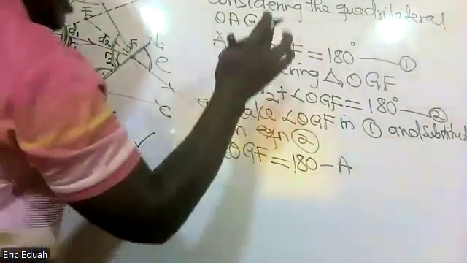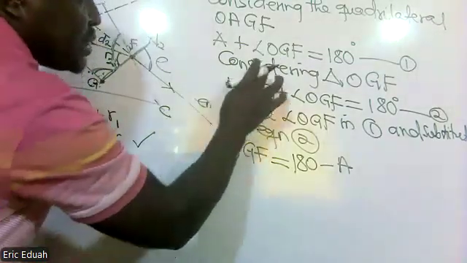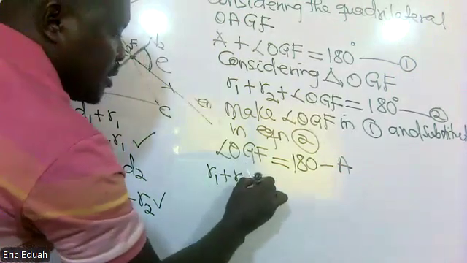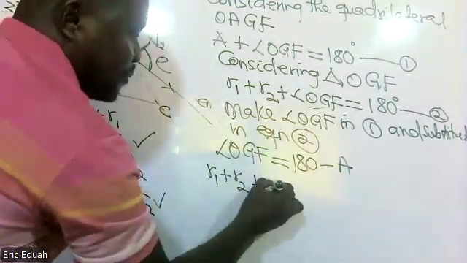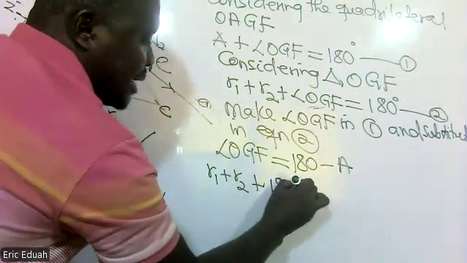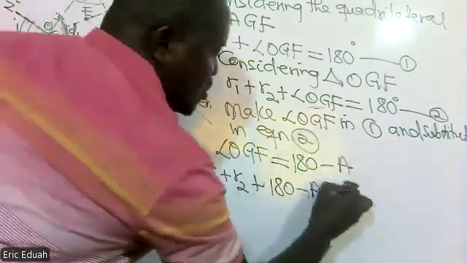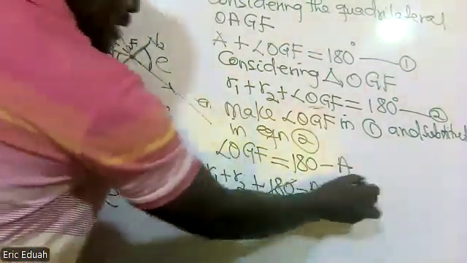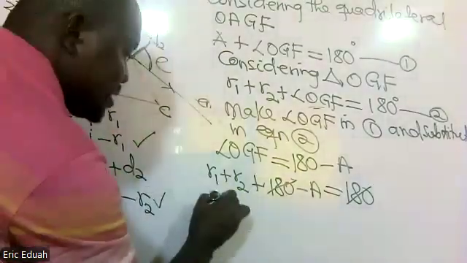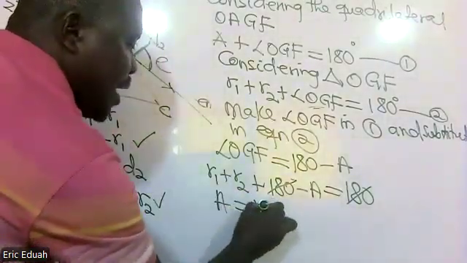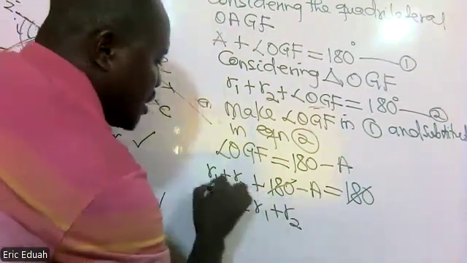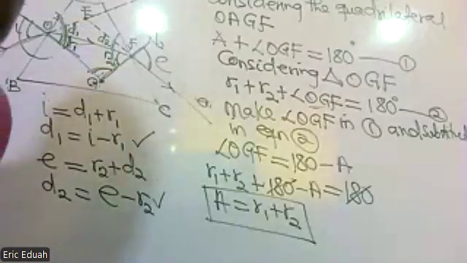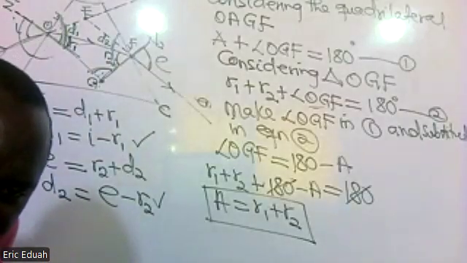If you substitute that into equation 2, you have R1 plus R2 plus 180 minus A must be equal to 180. And this will reduce so that you have A is equal to R1 plus R2. Class, this is a very, very important formula in refraction of light in triangular prism.